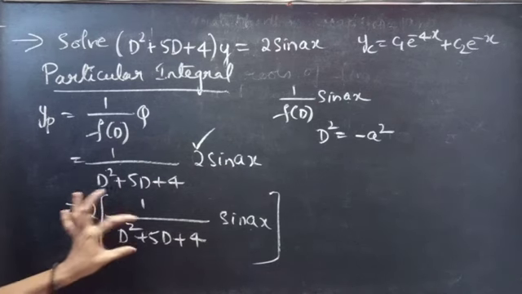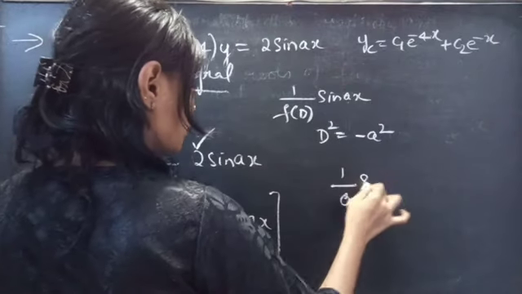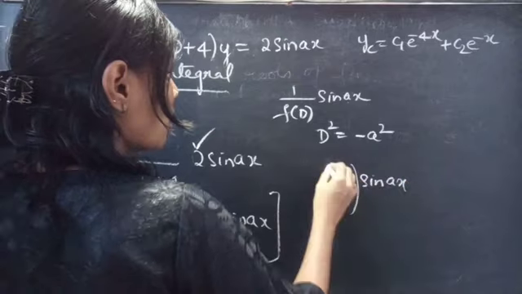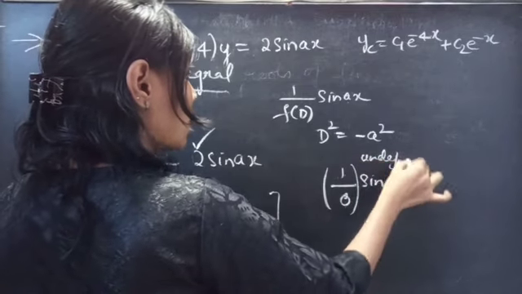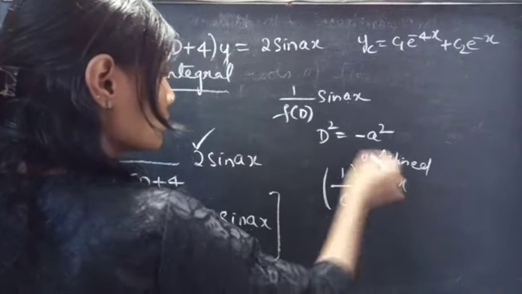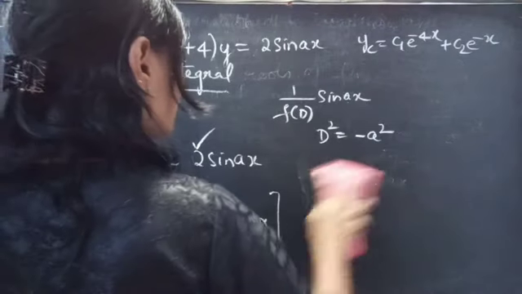Always remember that the denominator must be non-zero. What happens if the denominator becomes zero? We'll get something like this, 1 by 0 into sine ax. 1 by 0 is undefined, so the total term becomes undefined. So always remember that the denominator must be non-zero.